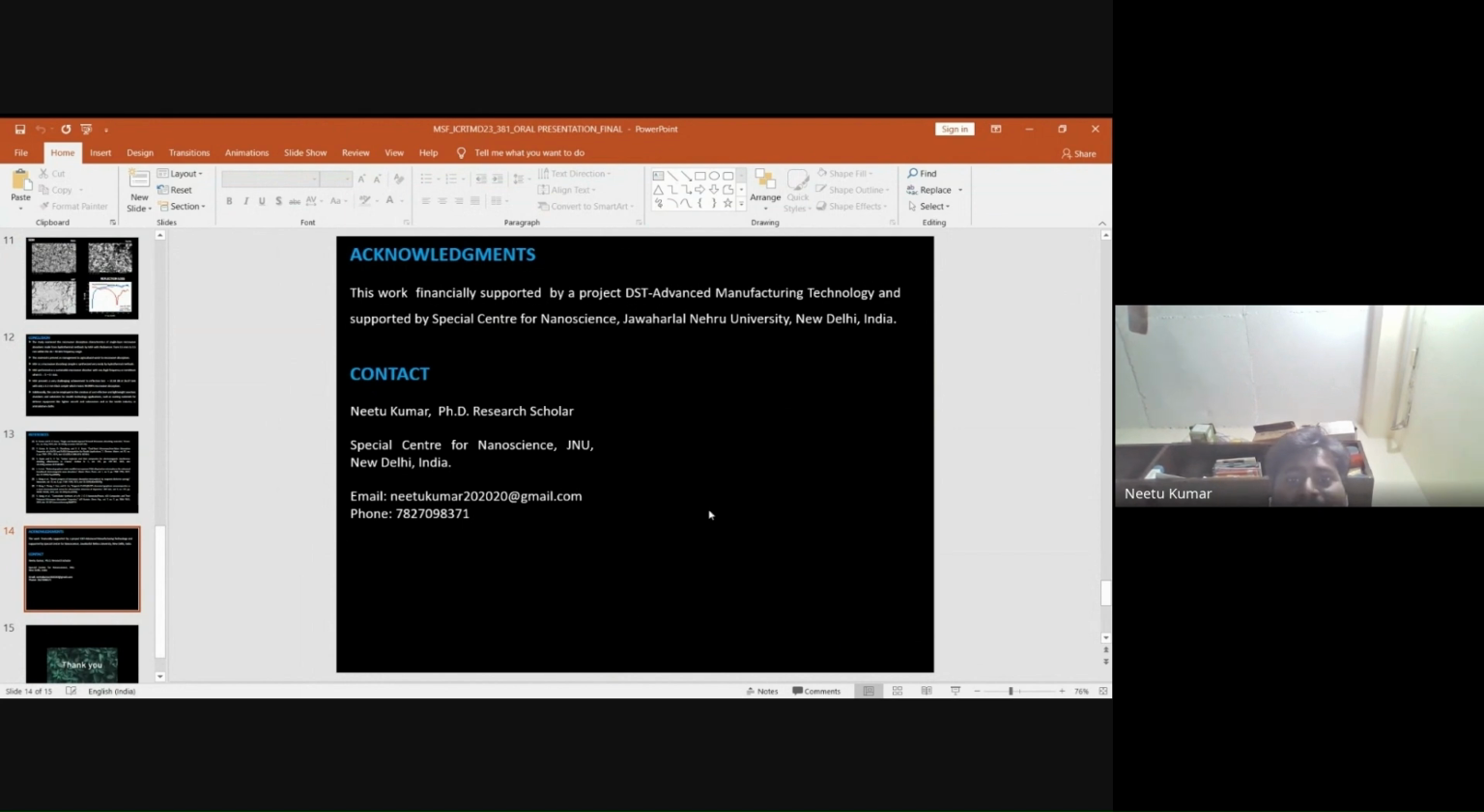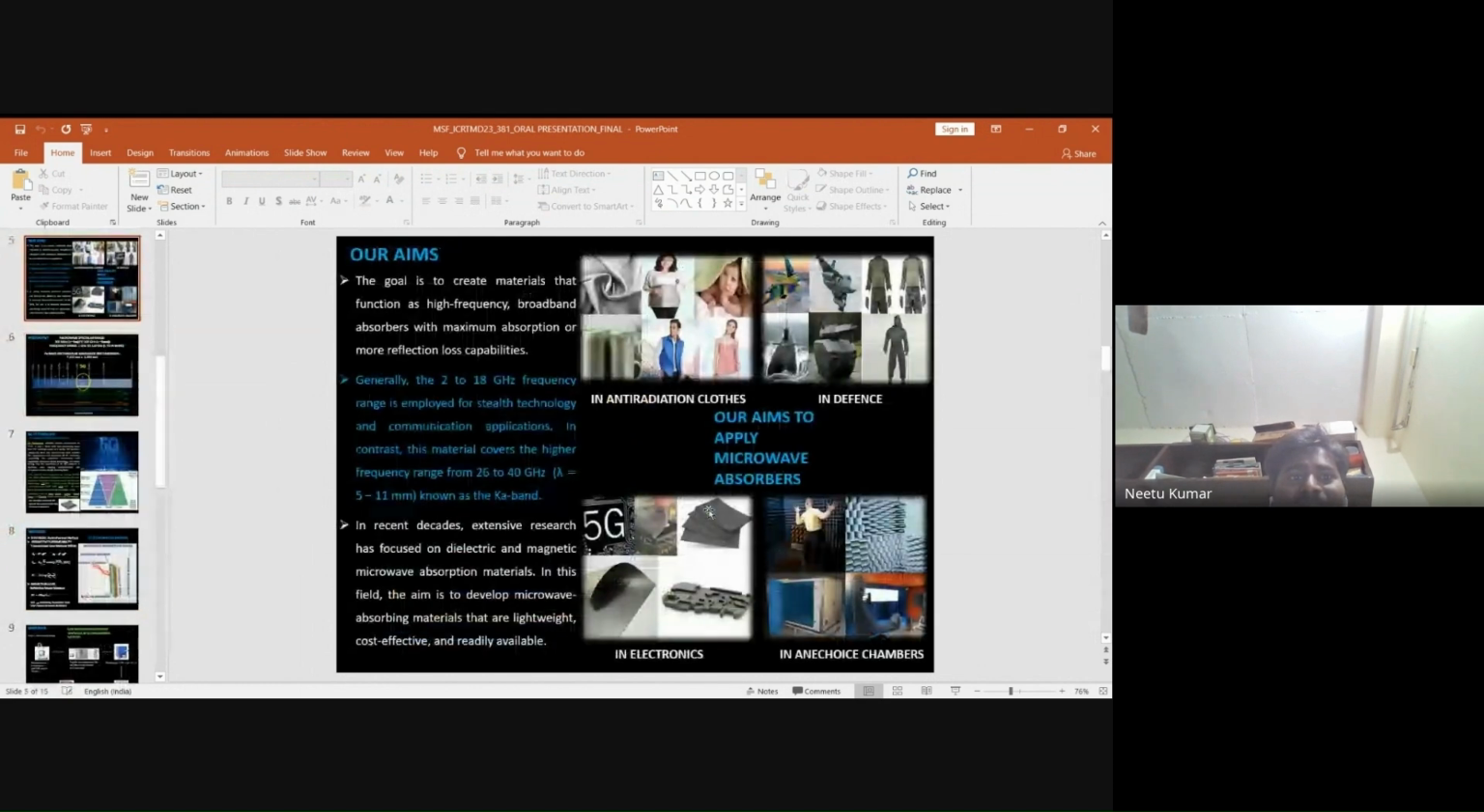And these are my aims for further work. I want to use microwave absorbers in anti-radiation clothes, because radiation is harmful to our bodies and our lifestyle. The purpose is anti-radiation clothes for pregnant women, children, babies and all human lives. And in defense also, as a material coated on stealth technology, for the purpose of diverting and confusing the radar system, and also in soldier uniforms.